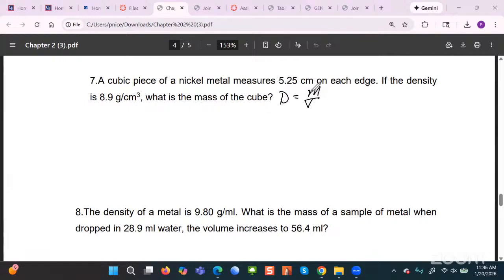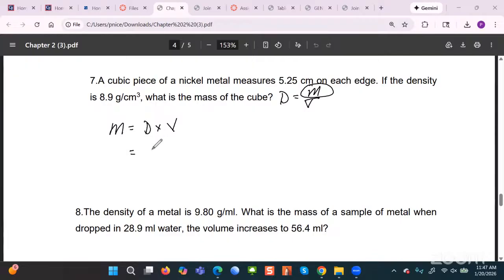All right. Now the question is asking for the mass. So if I were to mathematically rearrange this equation, what would be the resulting expression for mass? If I were to rearrange this equation, what would be the formula for calculating the mass? Mass would be equal to what? Density times volume. All right? And that's the formula that you're going to use to answer this question.